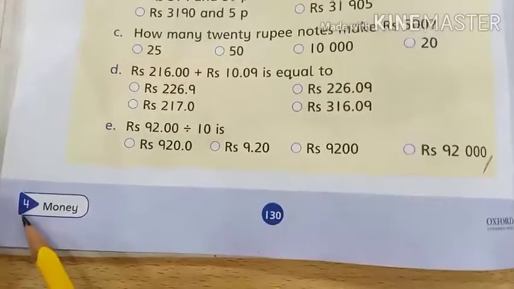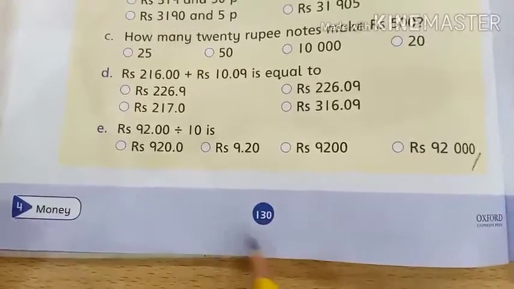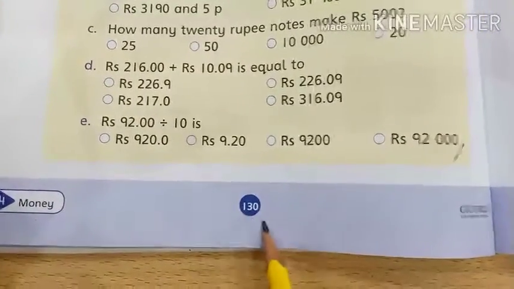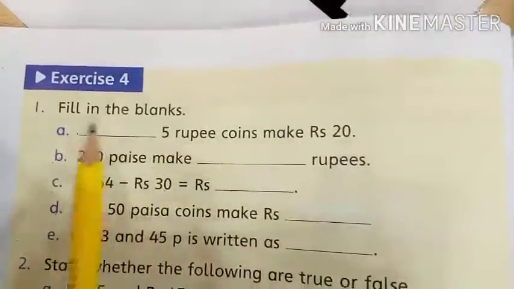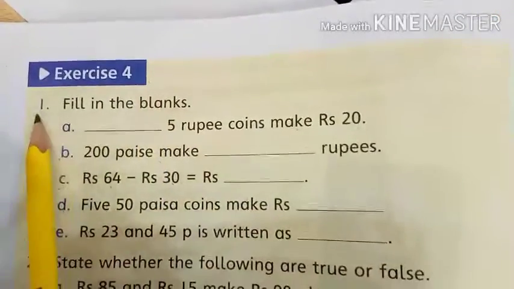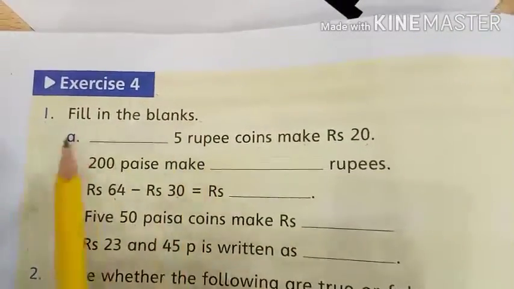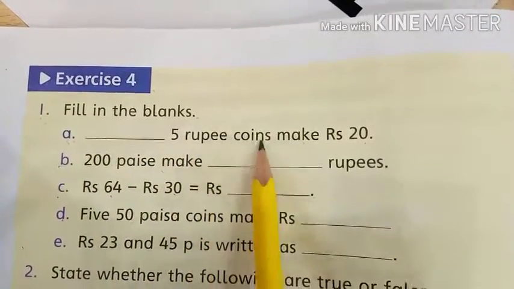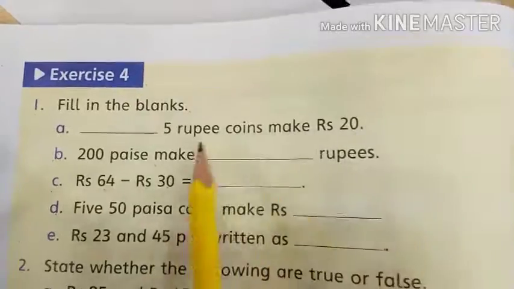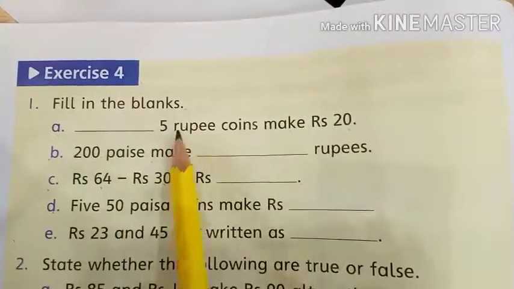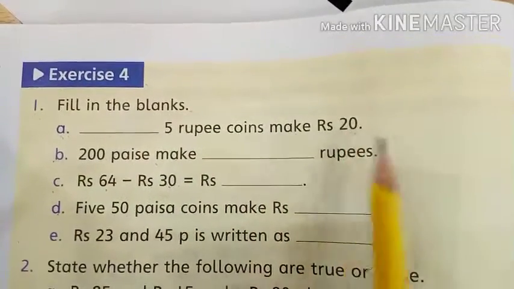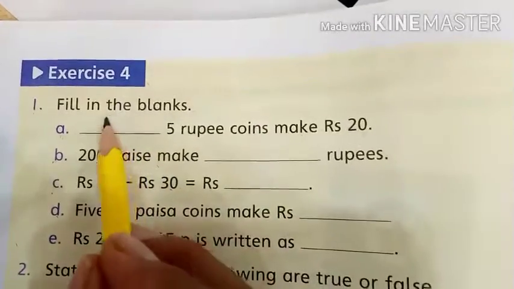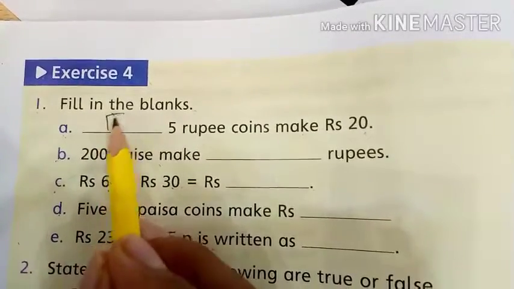Students, as we are studying Unit 4 about money, today our page number is 130. Today we will learn the exercise 4, question number 1, fill in the blanks. The part A, dash 5 rupee coins make rupees 20. Students, if we have 4 5 rupee coins, they will make rupees 20. We will write here 4.